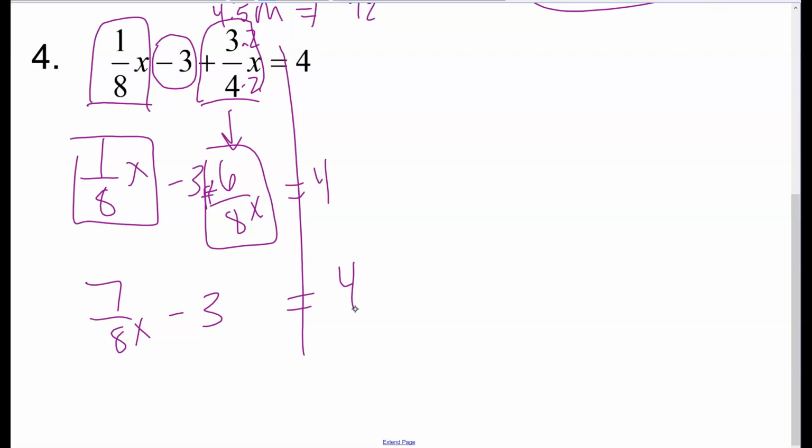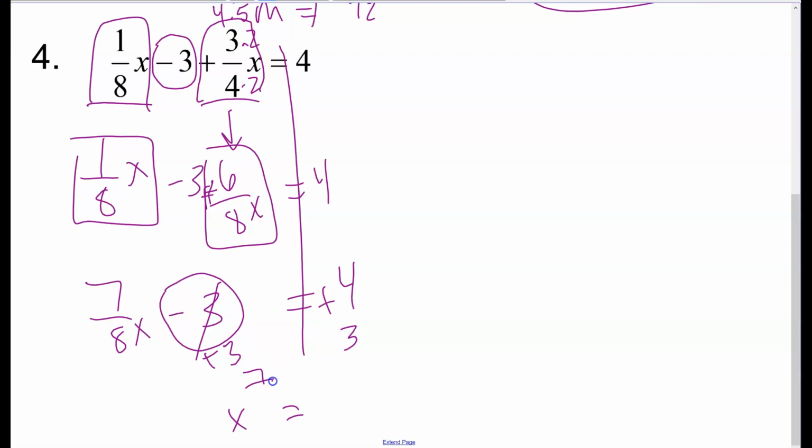So then I'm down to a two-step equation. After I've converted these fractions to common denominators, I've got 7/8 x minus 3 is equal to 4. So this would be the part that we wouldn't move first because we're trying to get x by itself. So I'm going to add 3 to both sides, okay, add 3 to both sides.